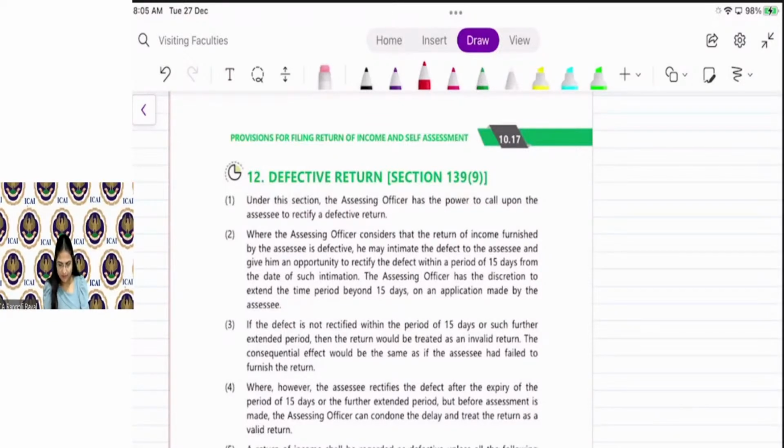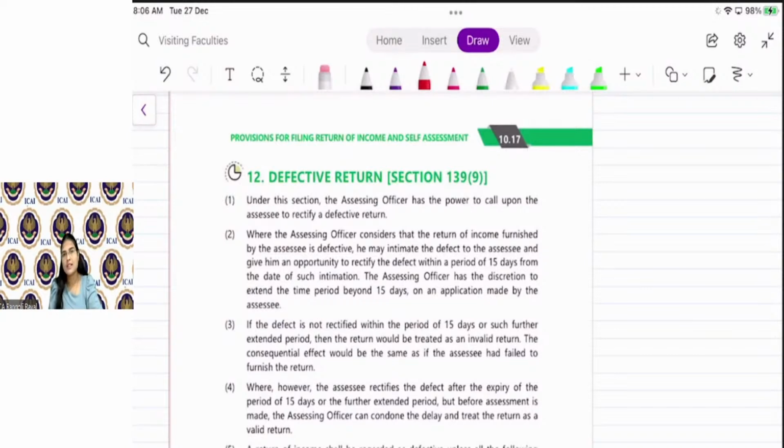Next is defective return. If you identify any error in your return, you can file a revised return. But if the assessing officer finds some error or any defect in your return while processing or checking it, then he will give you a notice. That is, he may intimate the defect to the assessee. He will inform you: Mr. X or Mr. Y, I have found this error in your return. Kindly correct the same within a period of 15 days from the date of notice.